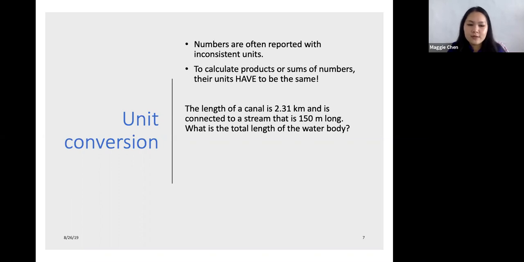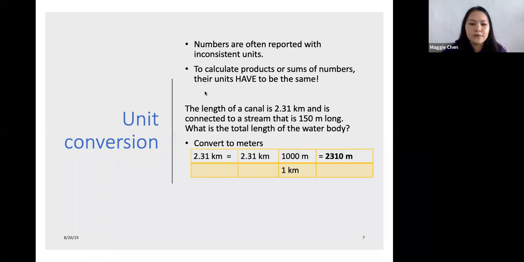So what we can do from here is do our unit conversions and convert to meters. So we're going to convert that 2.31 kilometers to meters. And we can do that by first writing out 2.31 kilometers. Our unit conversion, 1 kilometer will have 1,000 meters, and we would just multiply that across.